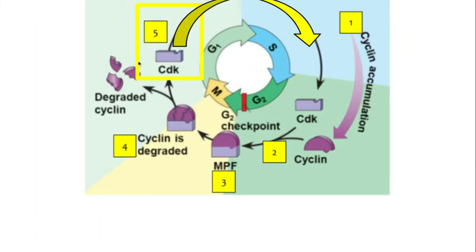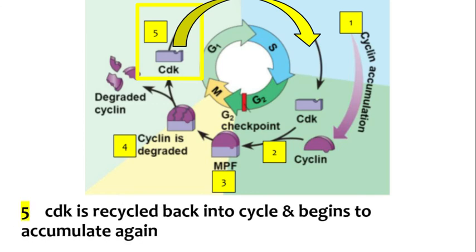Now, the CDK, if you think back, or you can even look back at the previous diagram, you know how CDK never went below the graph? That means that the concentration of CDK never reaches zero, it never totally goes away. That's because CDK is recycled back into the cycle and it begins to accumulate again. So it's the same thing. We're building up, building up, building up until we get enough. It combines with cyclin, we have the mitosis promoting factor, and this whole thing starts over.